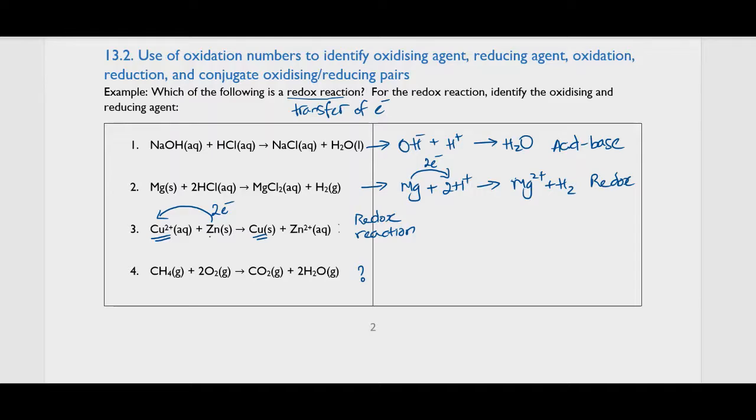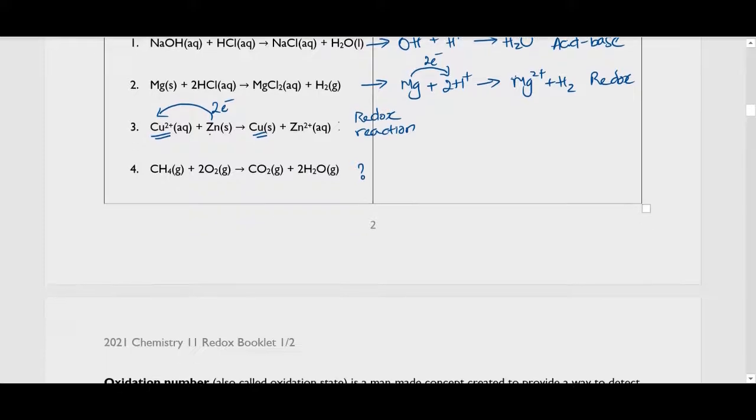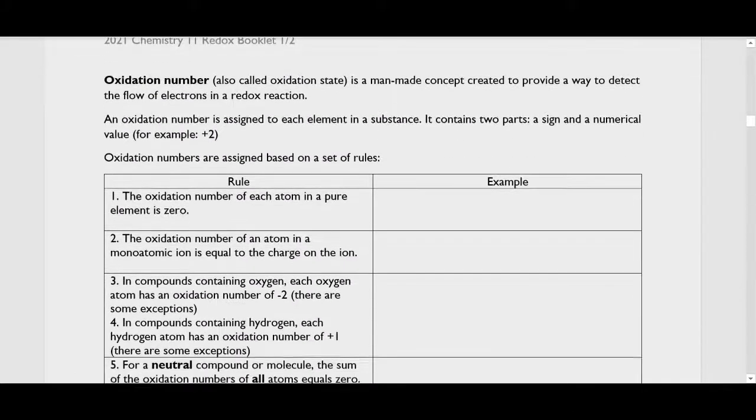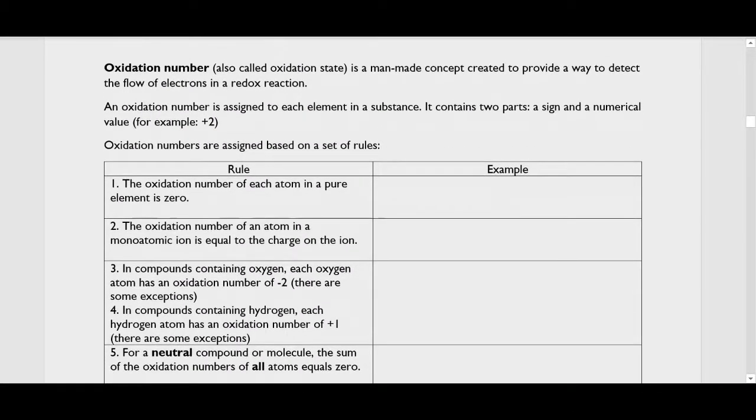So in order to resolve this problem, we developed a system called oxidation numbers. Oxidation numbers are also called oxidation states. The first thing I want to emphasize is that this is a made-up concept. It's a fictitious, man-made concept. So we came up with this, as humans. And it is created to provide a way to detect the flow of electrons in a redox reaction.